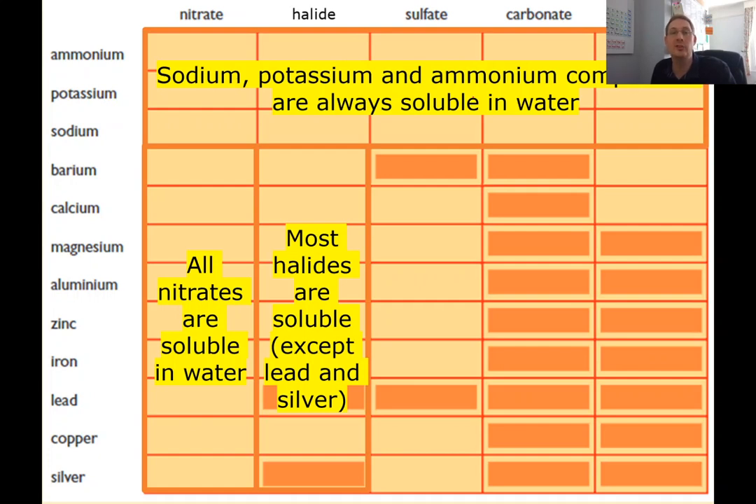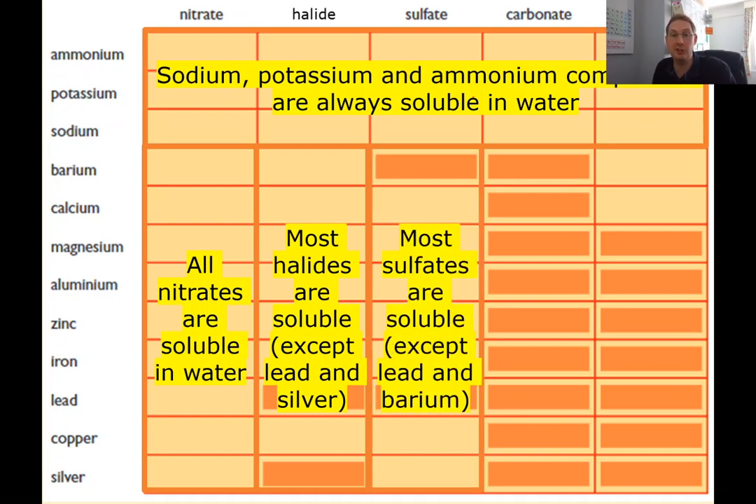And you should know from your group 7 topic that we use silver nitrate to test for the different halides, and we get different precipitates with the 3 different halides. So silver chloride is white, silver bromide is cream, and silver iodide is yellow. In terms of sulfates, most of them are soluble. The exceptions are lead again, and barium.